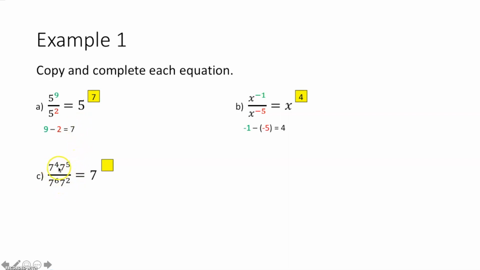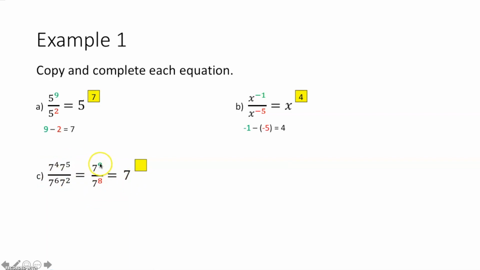Let's do that. In our numerator, we have 7 to the 4th power times 7 to the 5th power. When you multiply like bases, you add the exponents together. So in the numerator, it becomes 7 to the 9th power. In our denominator, 7 to the 6th times 7 to the 2nd equals 7 to the 8th power when you add those two exponents together. Now we have simplified this a little bit, so it's much easier to get to our final answer.